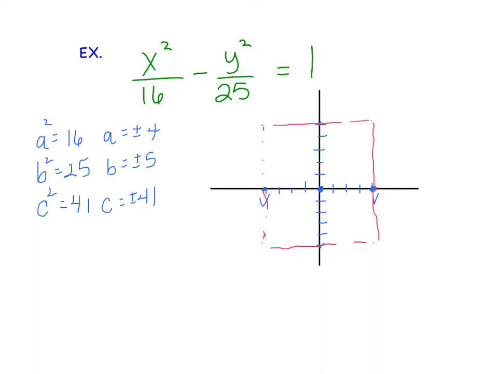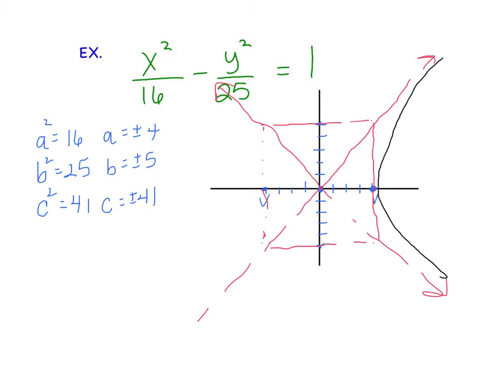All right, the asymptotes go through the corners of the box through the origin. So I have one that goes here, and I have one that goes like this. Takes a little bit of practice. You can use a ruler. Okay, so I didn't write covertices on there, but I did put where the vertices are. So I can draw in my hyperbola.